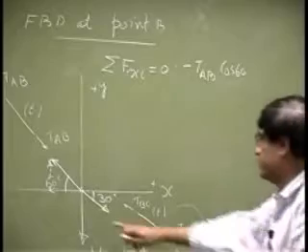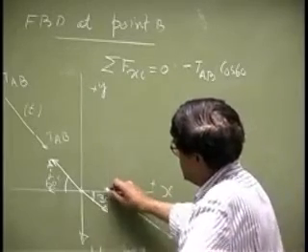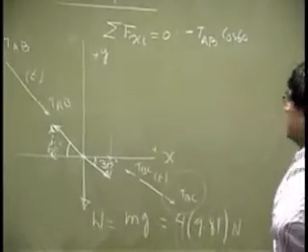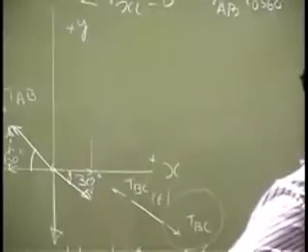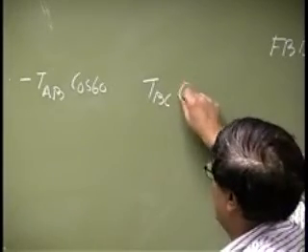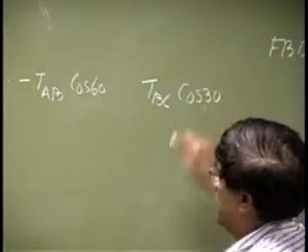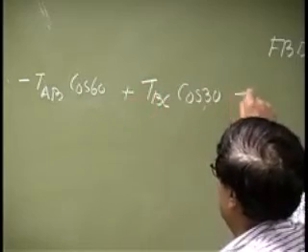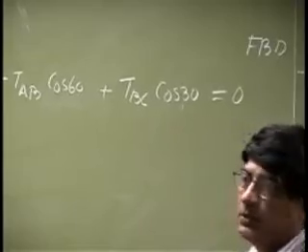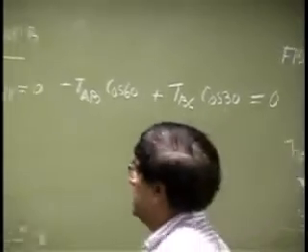And then you have this force here. It has two components going this way and this way. So now we got TBC, and it's going to be cosine 30. It's positive, so this should add up to 0. So that's the first equation of equilibrium.